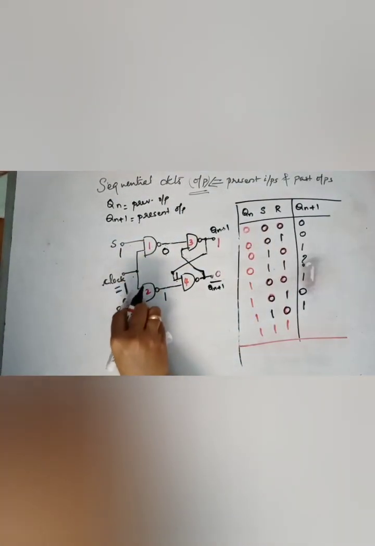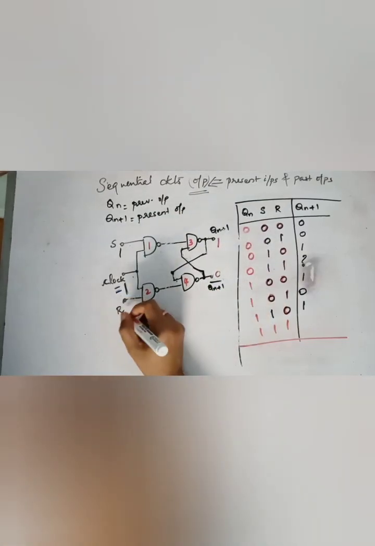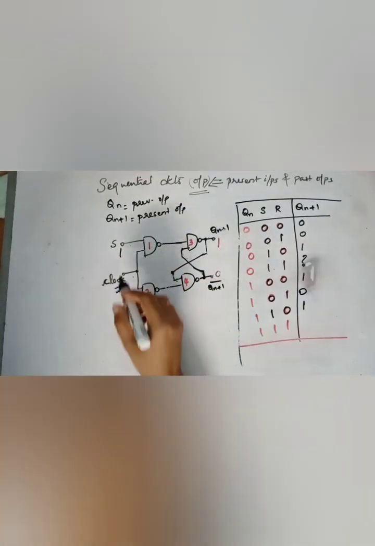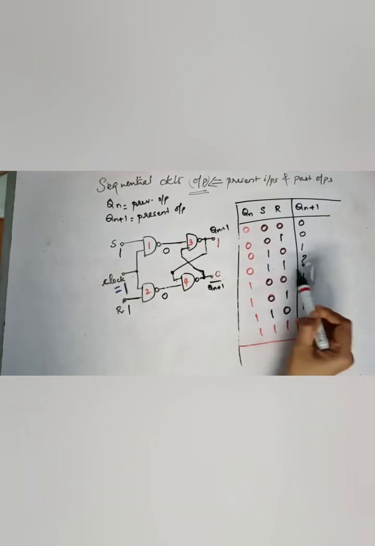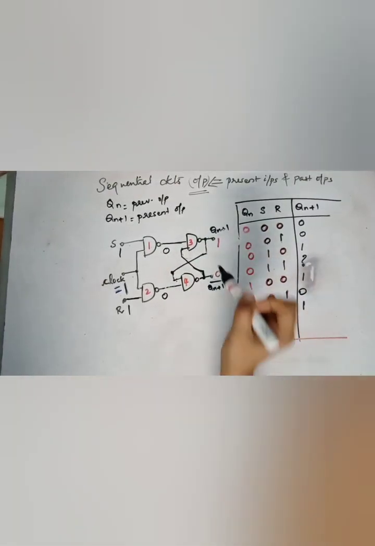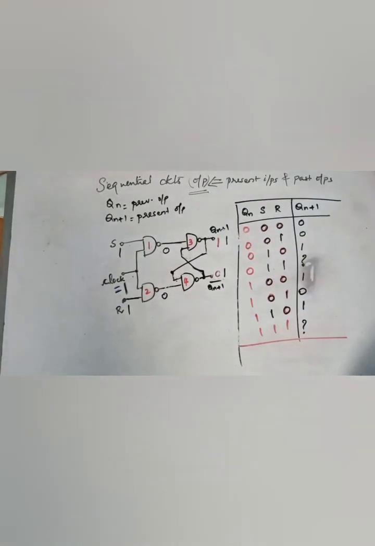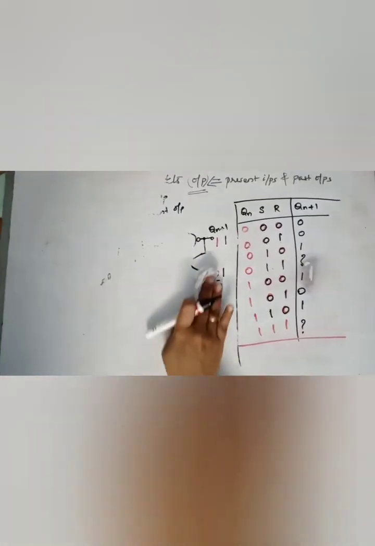Last case. So 1 means 0, like in the earlier case. So both are 0, so these both are 1, which is invalid state. So this is what we get after applying all the inputs.